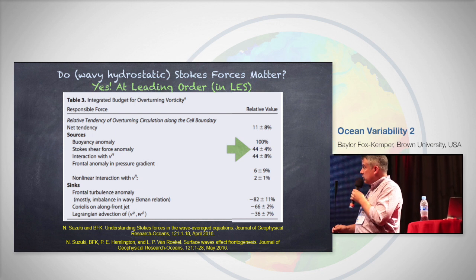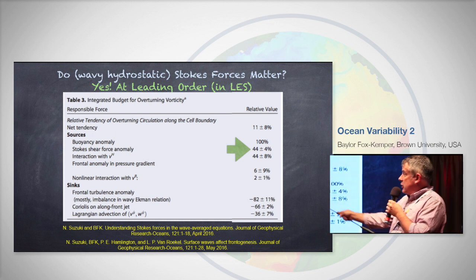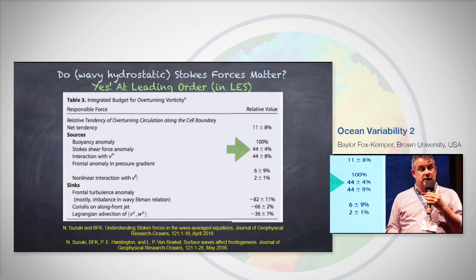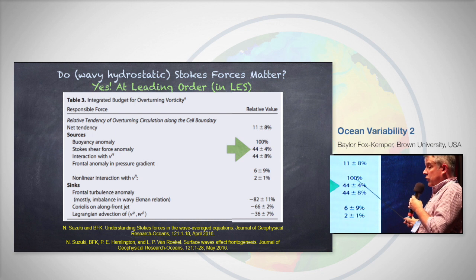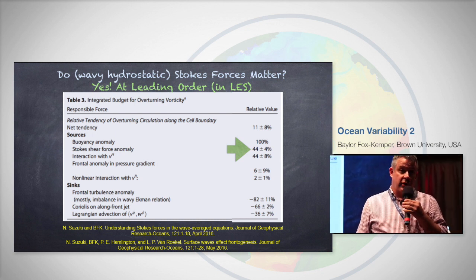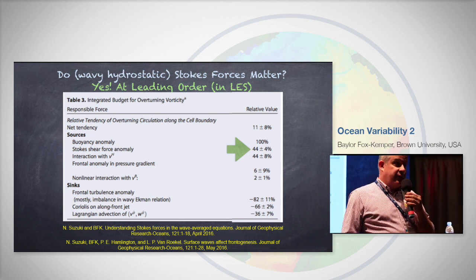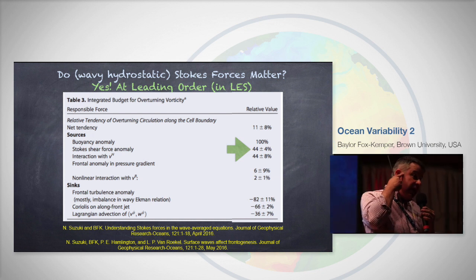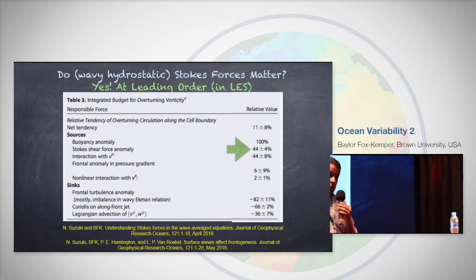And the last little piece of work we did was to budget what all the sources are for the vorticity involved in that secondary circulation, that overturning cell. If the normal explanation for why fronts exist is 100%, 45%, so about a third of the effect, a third of the reason for that front to be there is coming from the Stokes shear force.